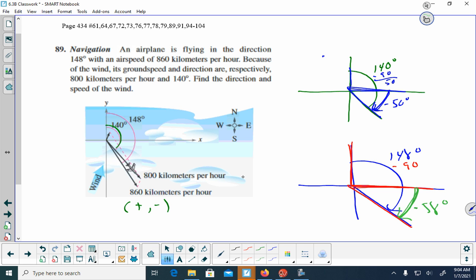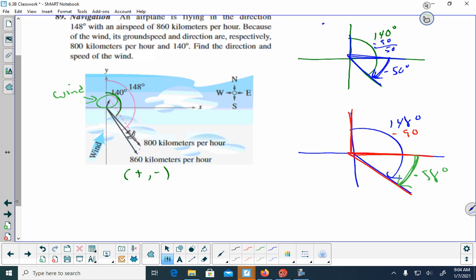So I know that it's going slightly off course because of the wind. And so this is what that little vector is right here. That is the wind, and that is what we are looking for. So what should make sense to you is that if I'm up there, the plane plus the wind is going to equal what I see on the ground. I'm hoping that makes sense.